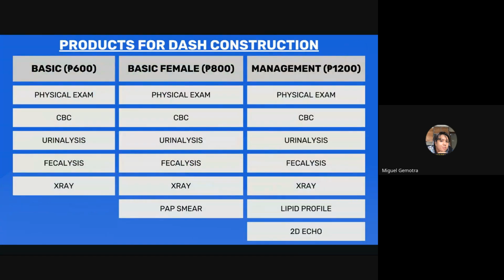To summarize, we created the basic package with physical exam, CBC, urine, fecalysis, and X-ray. For basic female, everything else but with an additional pap smear. And for management, the basic five but with an additional lipid profile and 2D echo.